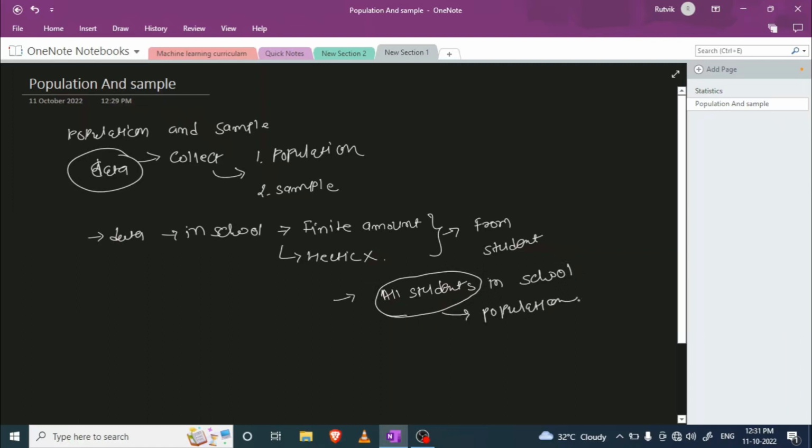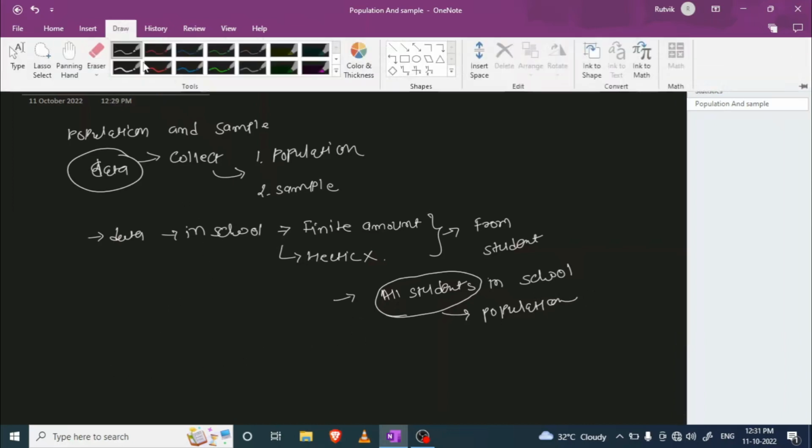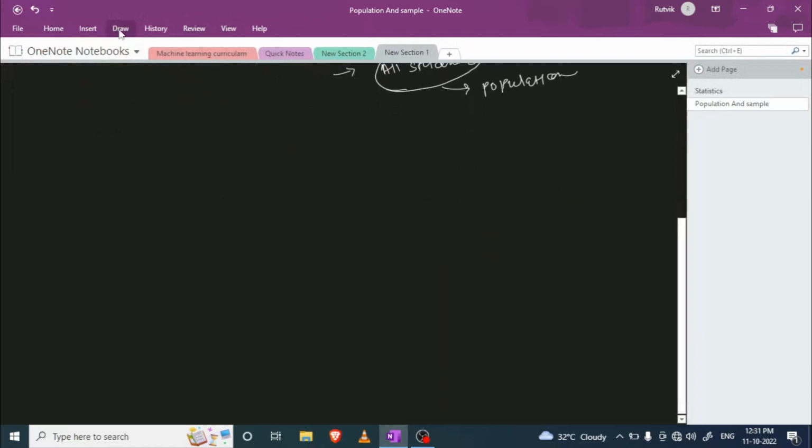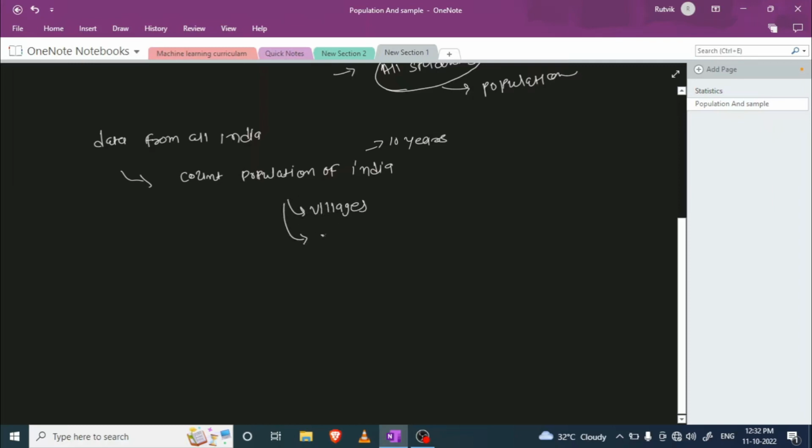Now if we want to collect specific information from the whole of India, or we can say we are going to count the population of India. The Indian government counts the population every 10 years. During that time there are some villages or tribal villages who don't want to give their data to the Indian government or census agent.